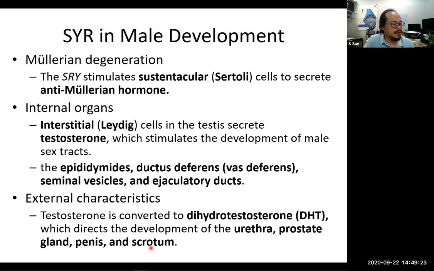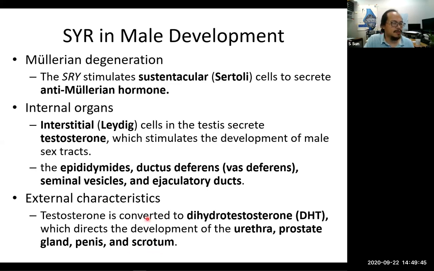So this conversion is also very important. If this conversion failed, if we don't have enough enzyme, or don't have the correct enzyme to convert it, then the baby would only develop the internal portion, but not the external features.